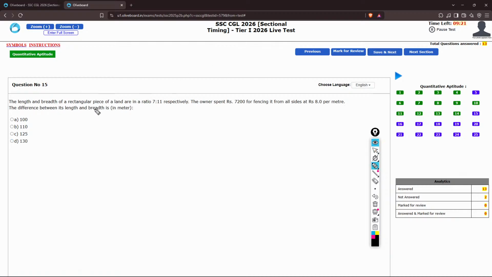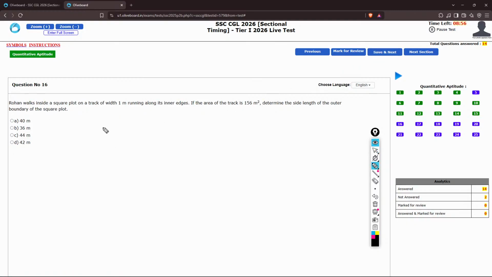The length and breadth of a rectangle, a piece of land, 711. The owner wants this for price, okay, 8 meter. So total is 900. Total 18. 18 into 2, 36 is equal to 900. Difference between, so 4 is asked, divided by 9, so 100.